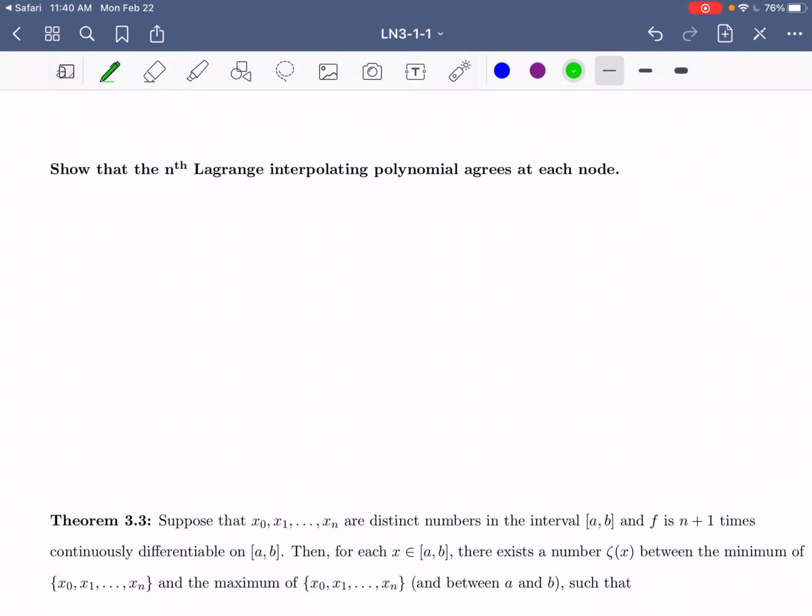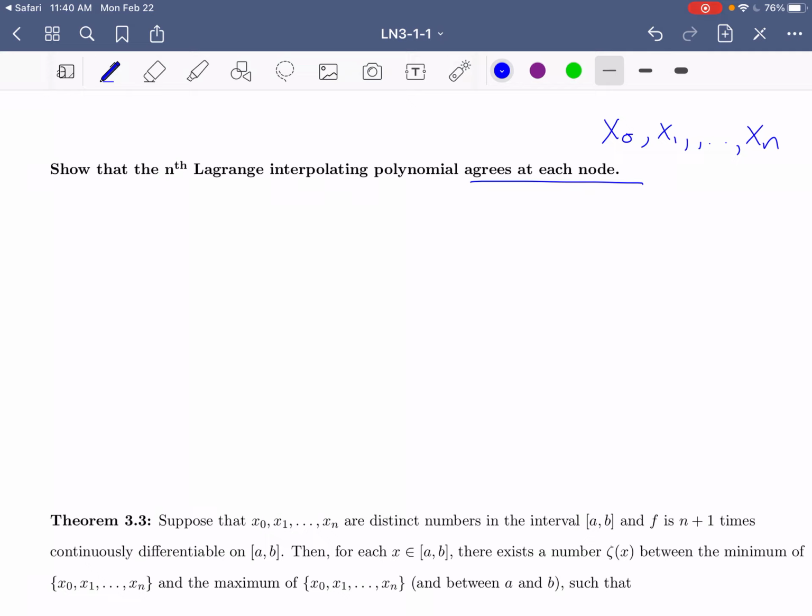In this video, we're going to take a look at some properties of the Lagrange interpolating polynomial. Namely, we are first going to show that it agrees at each node. And so when we say agree, what we mean is the function values at x0, x1, up through xn are exactly the same as the polynomial values at x0, x1, up through x sub n for that Lagrange interpolating polynomial.